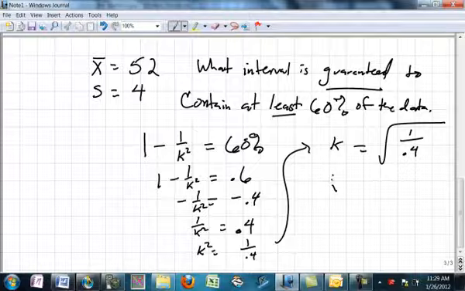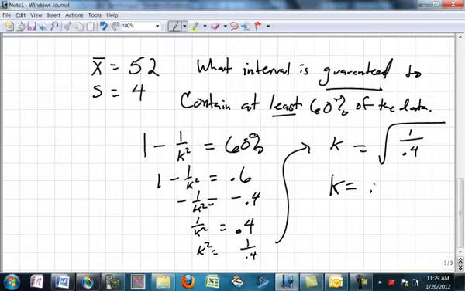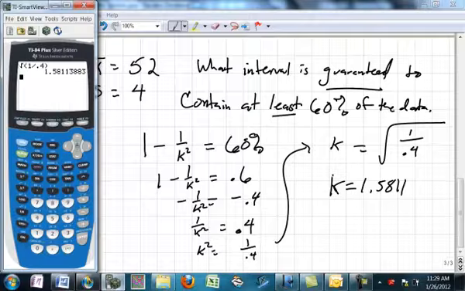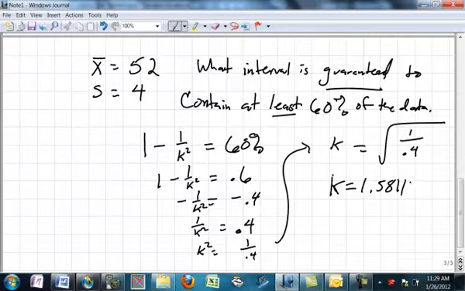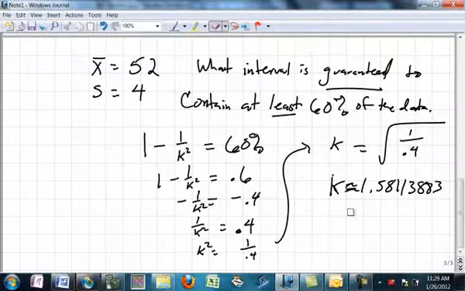So k was 1.5811. Let's say it's about, that's an approximation anyway. We'll leave it like that. We won't round off until the end. That's always a good thing to do. Wait till the end to round off for any problem.